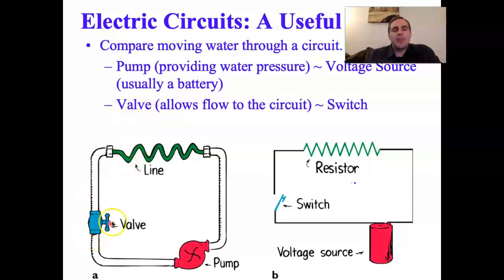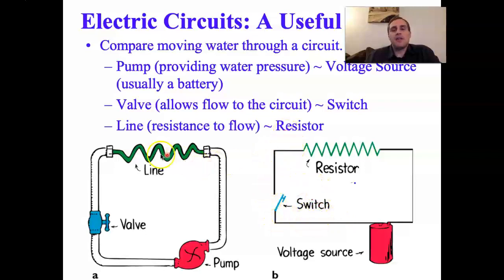Suppose you have a valve. A valve allows us to stop the flow of water or allow the flow of water. In a very similar way, a switch allows us to allow the flow of charge or disrupt the flow of charge in an electric circuit. And then finally, for this slide, this line takes energy away, if you will, from the water. In other words, it does something and transmits the energy into a different form. And that is analogous to an electric resistor. An electric resistor takes energy away from the circuit and then transmits it into a different form.